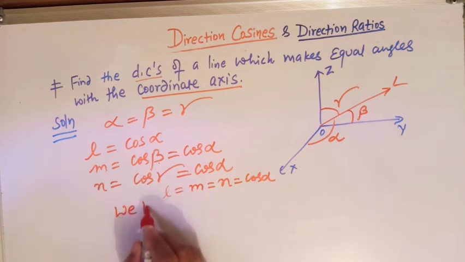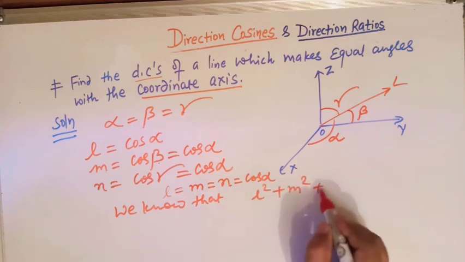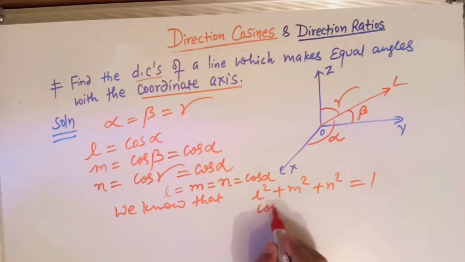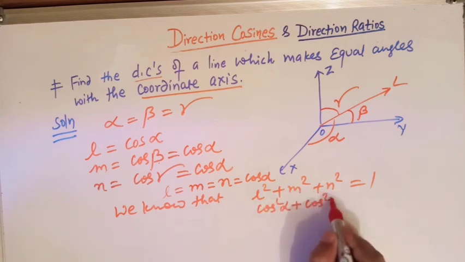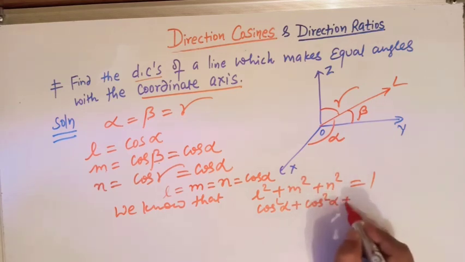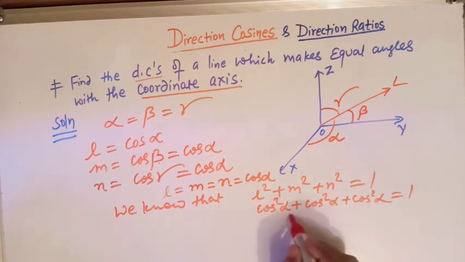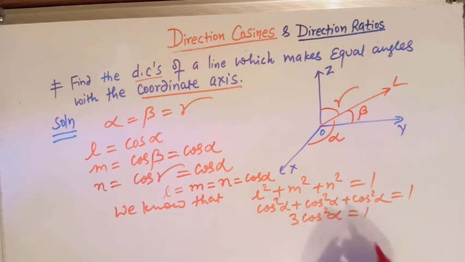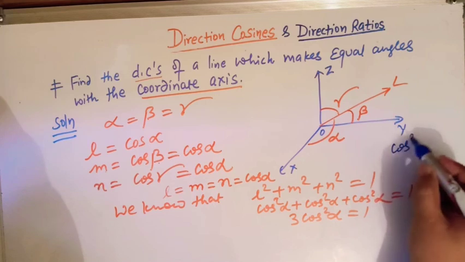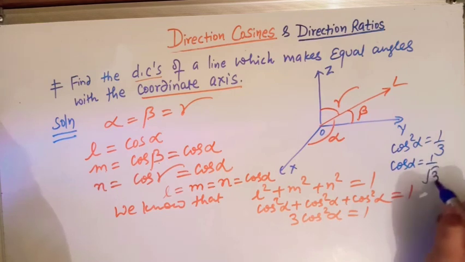Now we know that the sum of the squares of the direction cosines is equal to 1. So we have cos square alpha plus cos square alpha, here again we have alpha, then we have cos square alpha equal to 1, right? So 3 cos square alpha is equal to 1. Clear? Now we can have cos square alpha is equal to 1 by 3. So cos alpha is 1 over square root of 3.